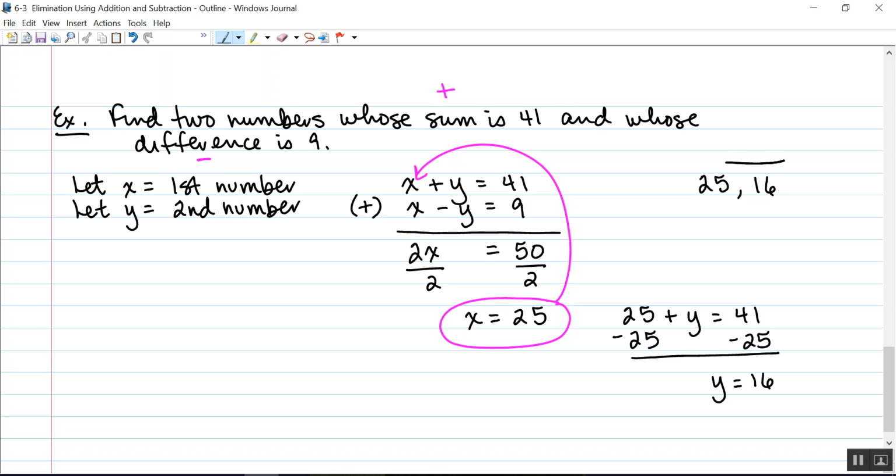And in this case, it wasn't really given to you as a system of linear equations. You don't have to write it as an ordered pair. If you do, that's okay, but we're just looking for the two numbers.